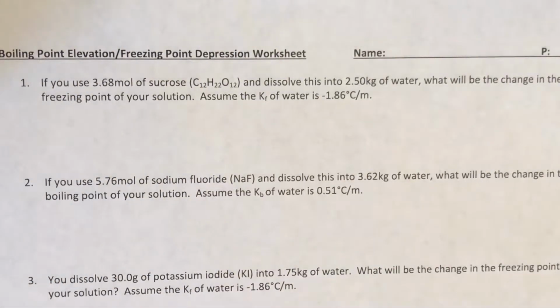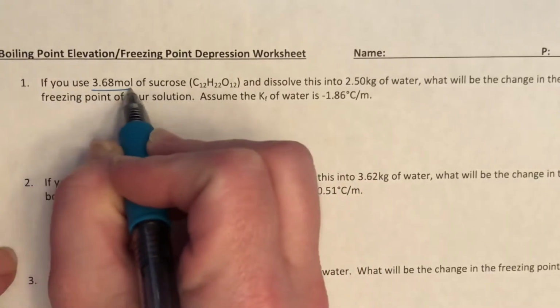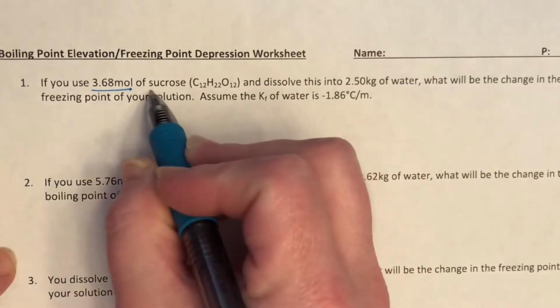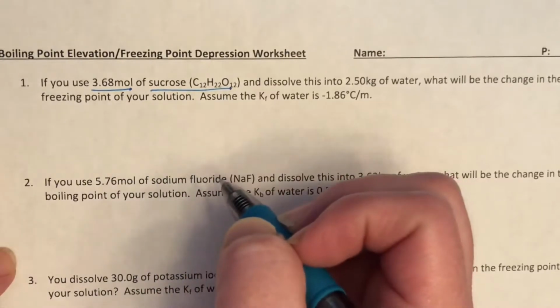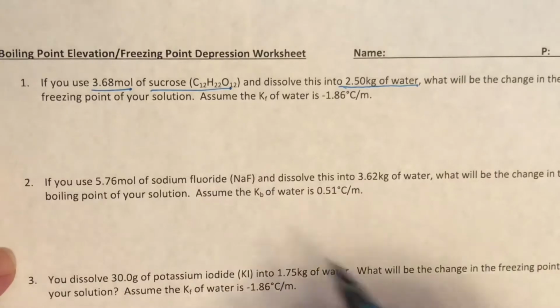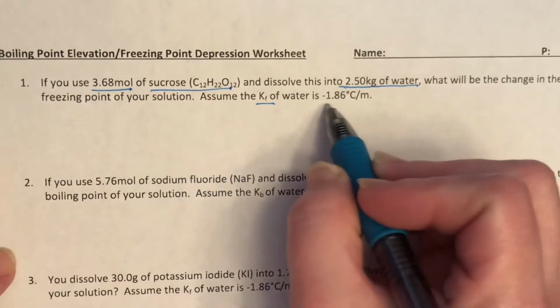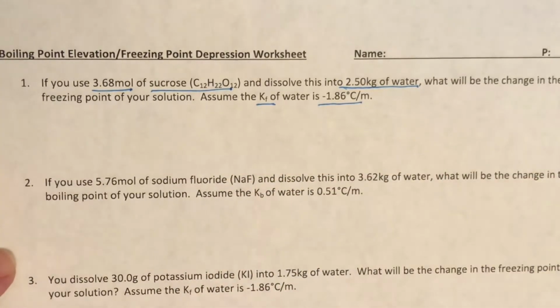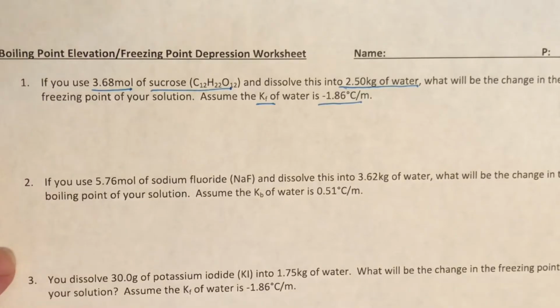So I'm going to go over our first couple problems, just because the first one is over freezing and the second one is over boiling point, to show you the differences again as you practice this. Our first step is to make sure we underline our numbers. So 3.68 moles of sucrose, and 2.5 kilograms of water, and then remember that your freezing constant is negative 1.86 degrees Celsius over molality.